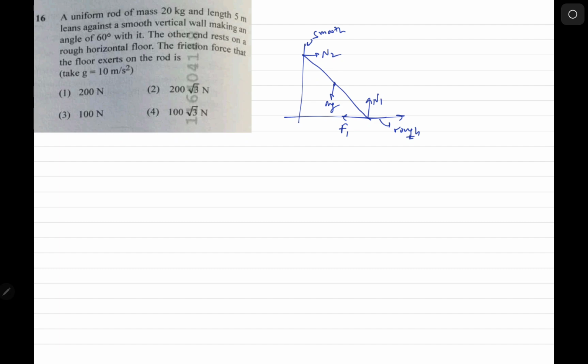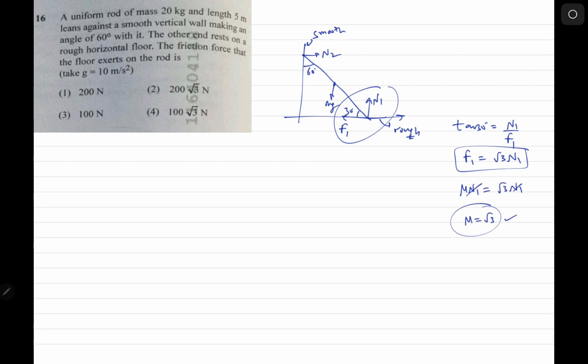That's it. And this angle is given, it says that this is against a smooth vertical wall, this angle is 60 degree, that means this angle is 30 degree. Now first of all we can find the relation between them. In this triangle part, if we write tan 30, which is nothing but N1 by F1, from the vectors. So F1 is equal to root 3 times N1. And F1 we can write as mu N1, that's the formula. So from here we can find the friction coefficient, which is root 3.